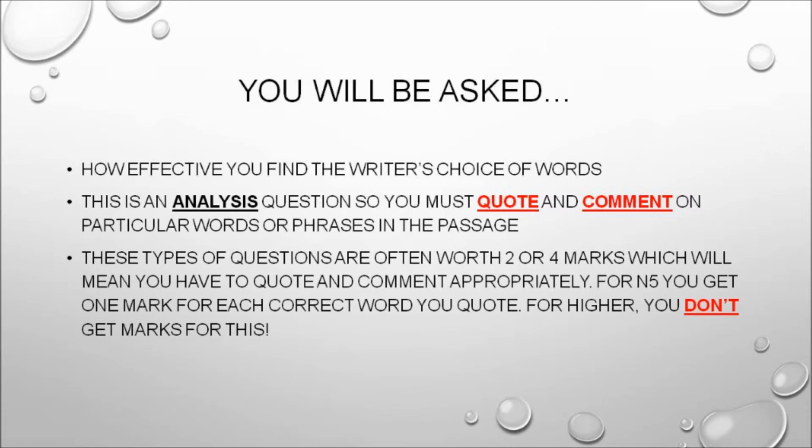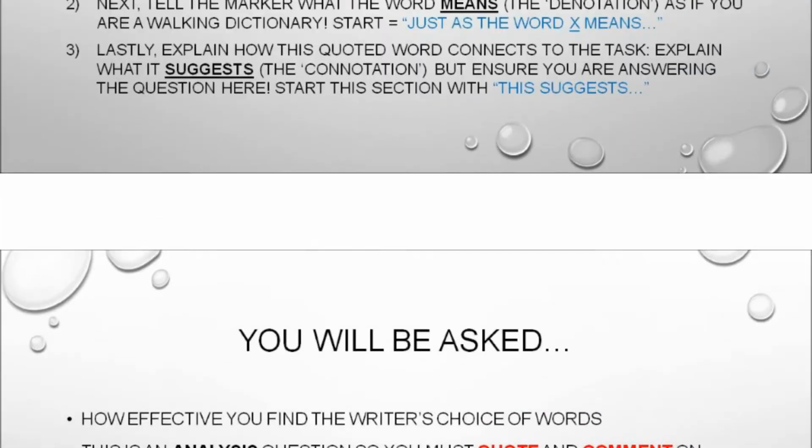For Nat 5, you get 1 mark for the right quote and then 1 mark for a comment, but at Higher you must remember that you do not get a mark for picking the right quote, which you did at Nat 5. You have to work a wee bit harder, and that's why it's Higher, because you have to work extra. So if it's a 4 marker for Higher, you need to comment on 4 different techniques, but at Nat 5 you would get 1 mark for the quote and 1 mark for a comment, so you would only need 2. Okay?